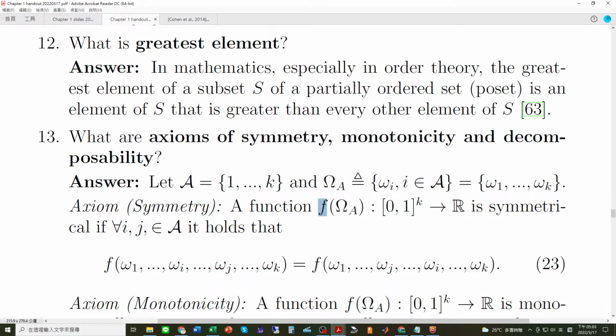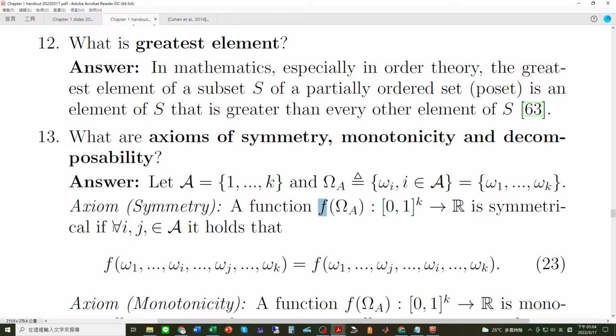This notation means that f of ω_A is the name of the function, and [0,1]^k is the closed interval 0 to 1 taken as the Cartesian product with itself k times. So this is the domain of function f, and R is the set of all real numbers, which is the range of the function f.